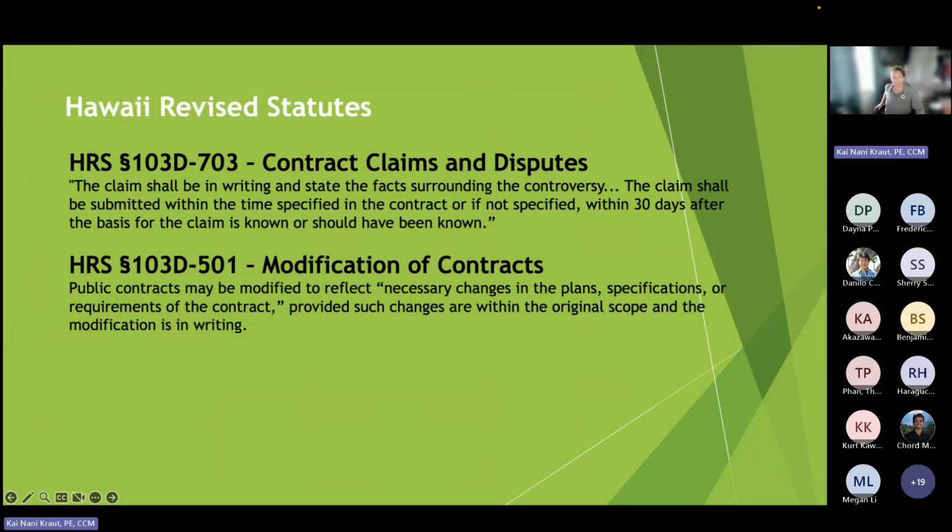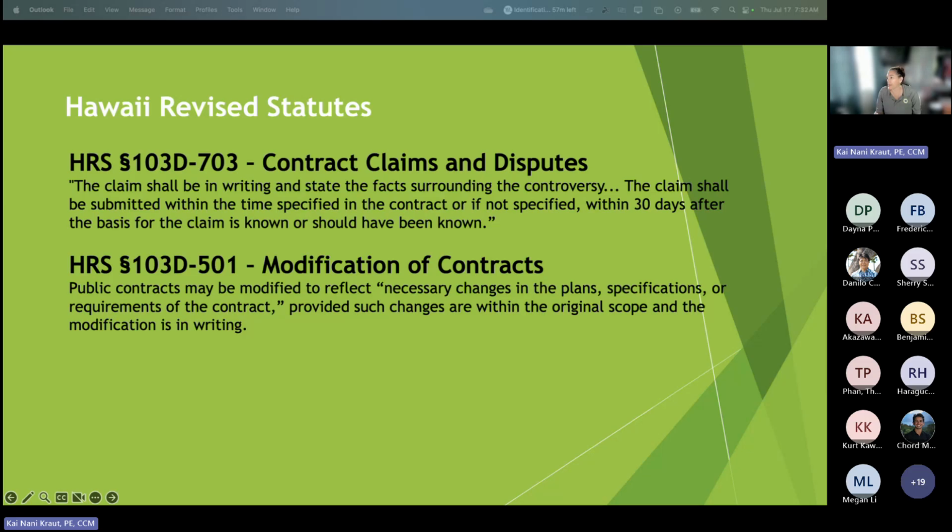Okay, so what is a change? What is the law? What does the spec say? So I wanted to make sure everybody understood, not only does our spec define what changes are, it's actually part of Hawaii's law. So 103D-703 talks about the claim shall be in writing and state the facts surrounding the controversy. The claim shall be submitted within the time specified in the contract.